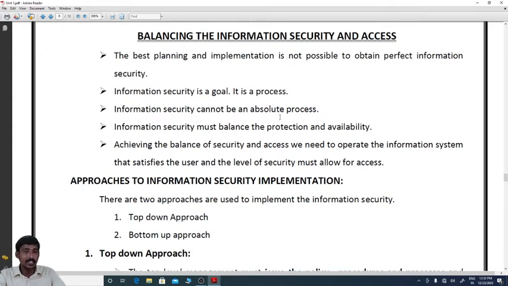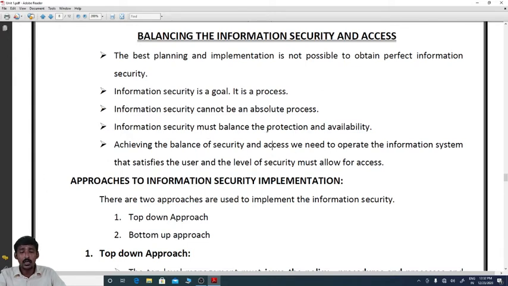It will be upgradable and will change depending on growth, and it mainly focuses on protection as well as availability. If you go for too much protection, the availability of the information is less. If you concentrate on availability, the protection is very low, so the security goes low. So we need to make a balance between protection and availability.